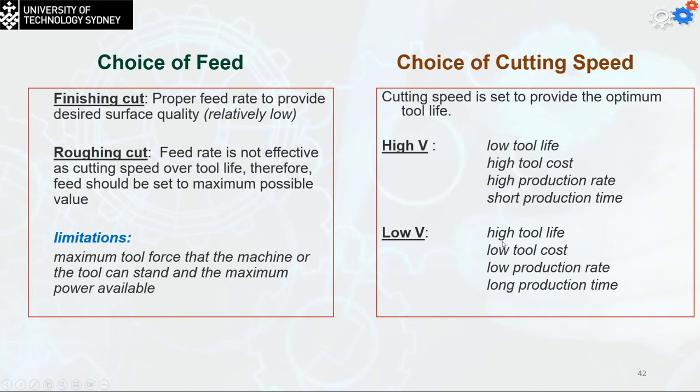At low speed, we're going to have higher tool life but low tool cost, which both are advantages. On the other side, the disadvantage is low production rate because the time of the cutting is going to be longer, and long production time. So these two points are going to be linked together.